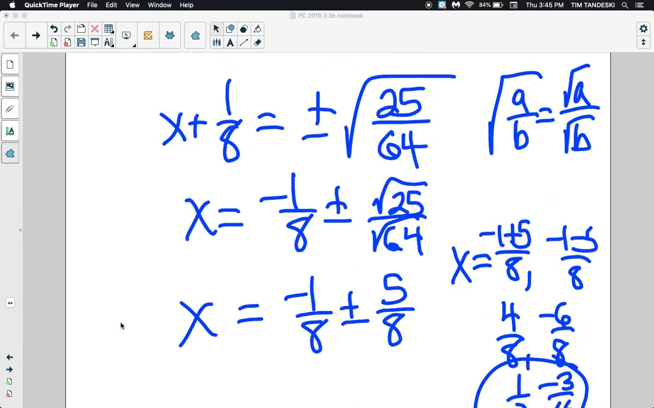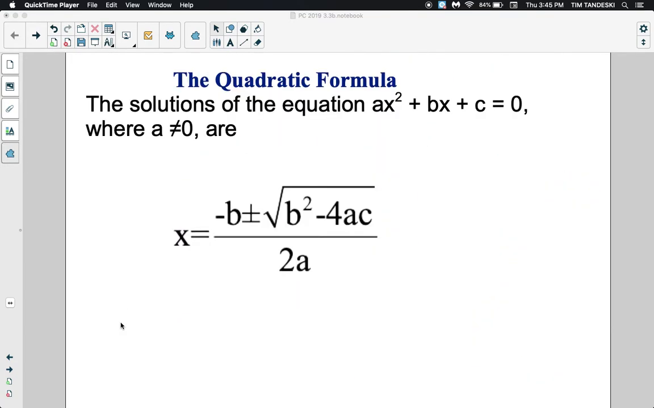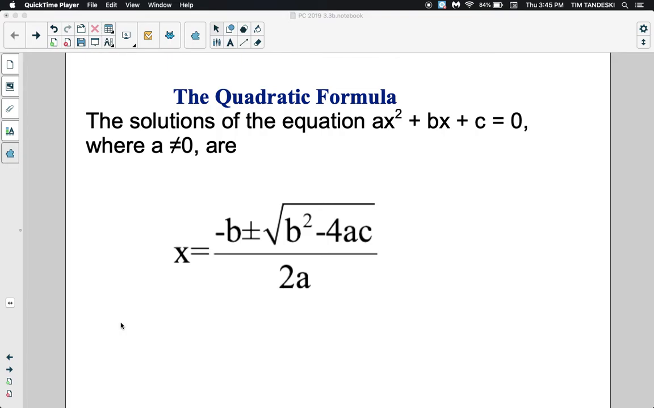All right, well, recall from Algebra 2 that there is an easier, well, not always an easier way, but the quadratic formula is a way that we can use to solve quadratic equations instead of completing the square. This is basically a formula that we developed by completing the square.